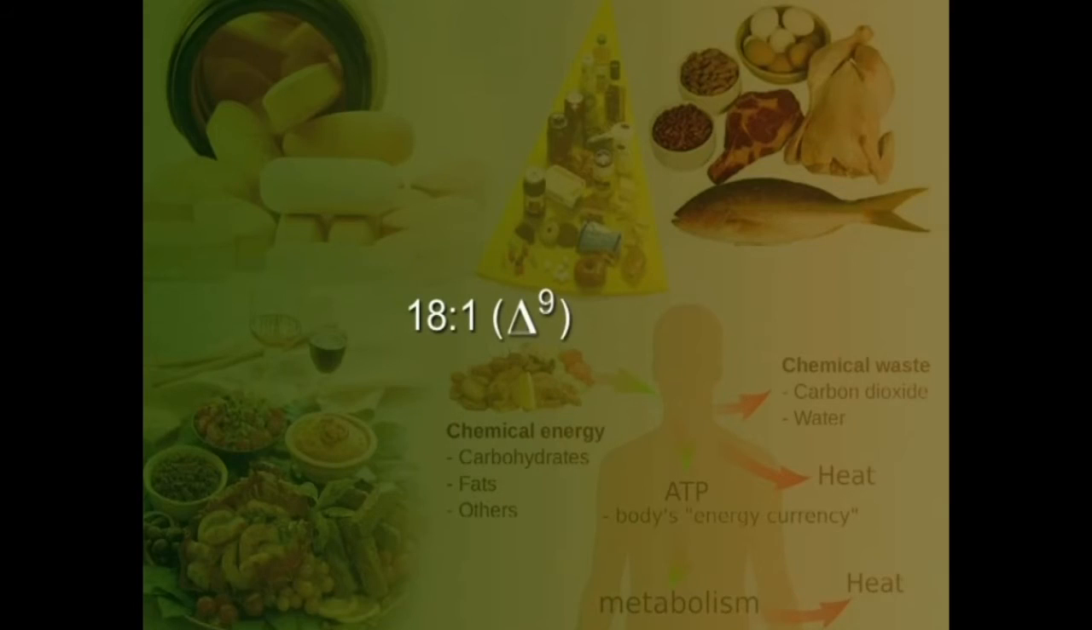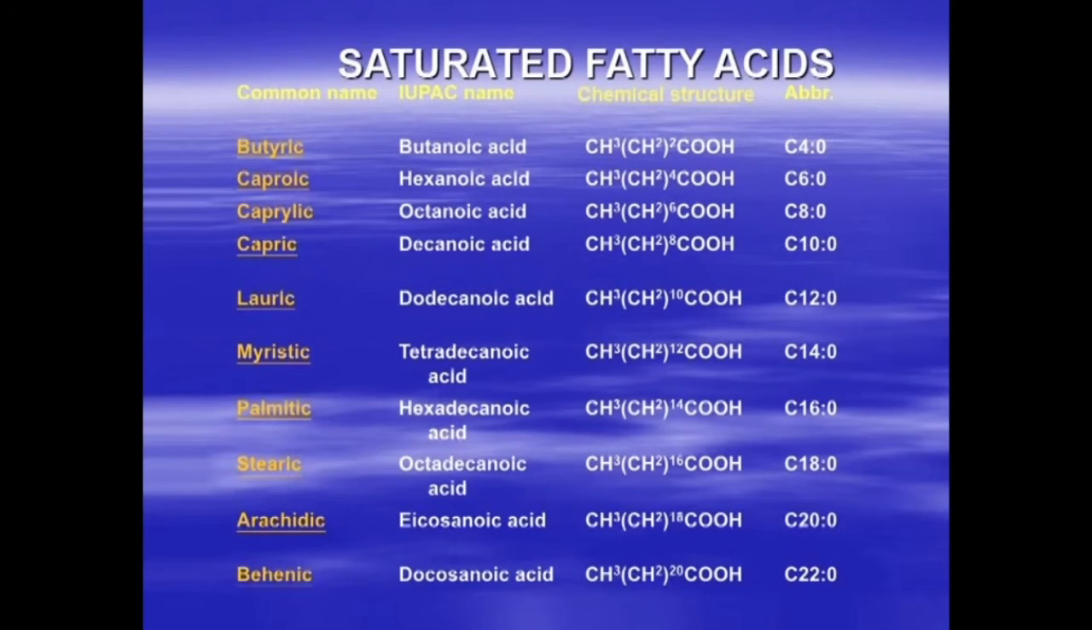For example, 18:1 delta 9, delta meaning double bond, 9 meaning the position of the double bond, the carbon on which the double bond is present. And the most commonly occurring fatty acids have even numbers of carbon atoms. Very rarely do you come across odd numbered carbon atoms in plants or in the diet. So, these are some examples of saturated fatty acids.